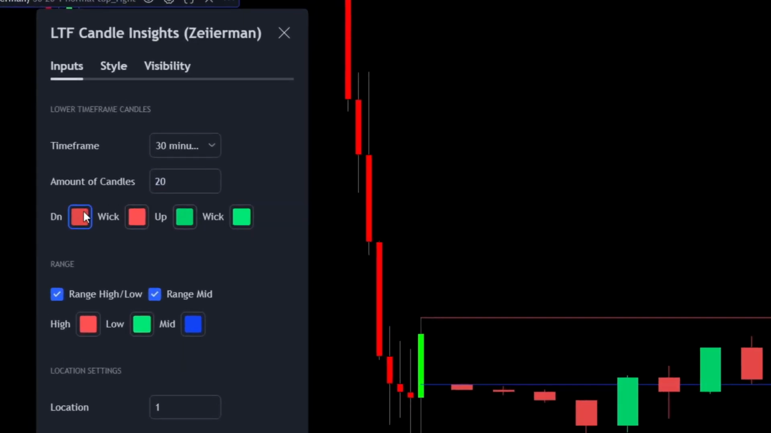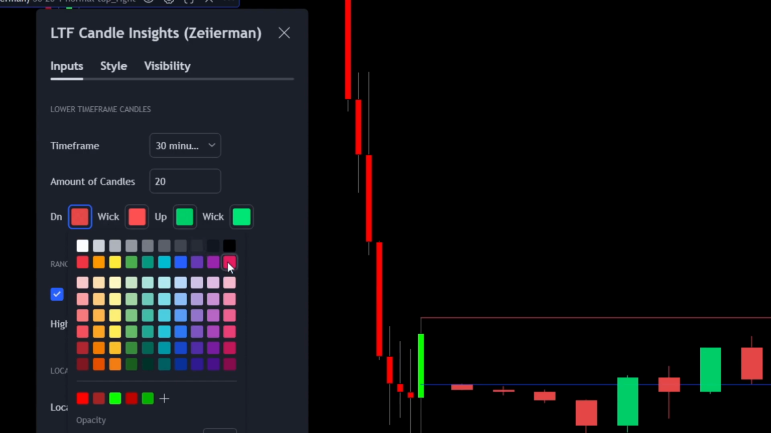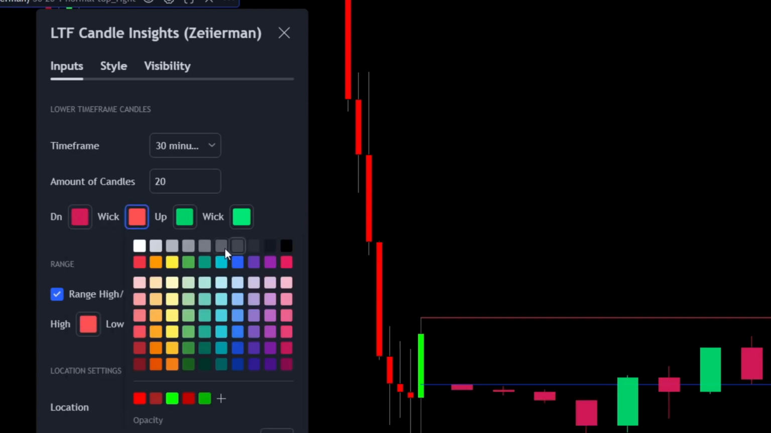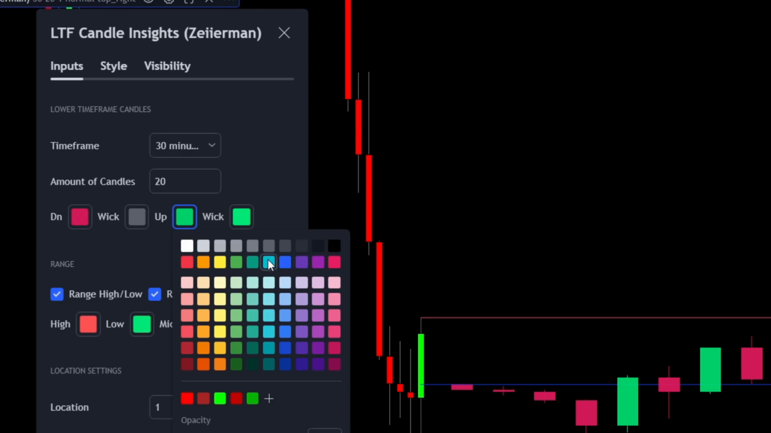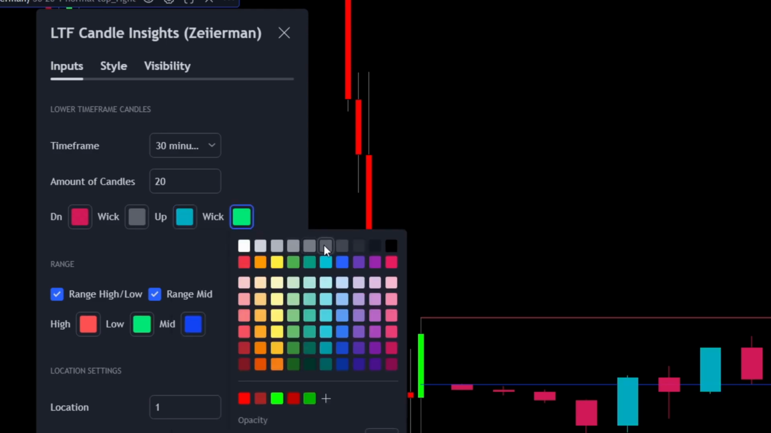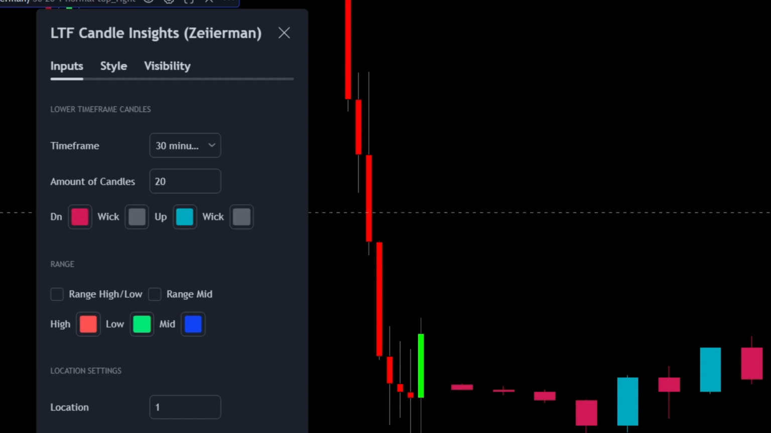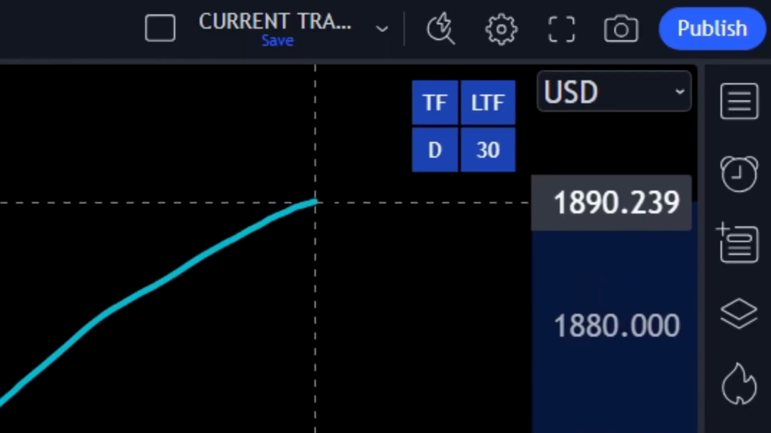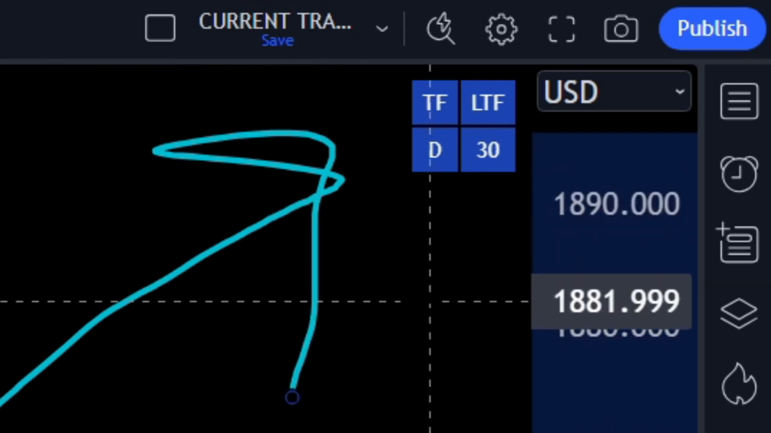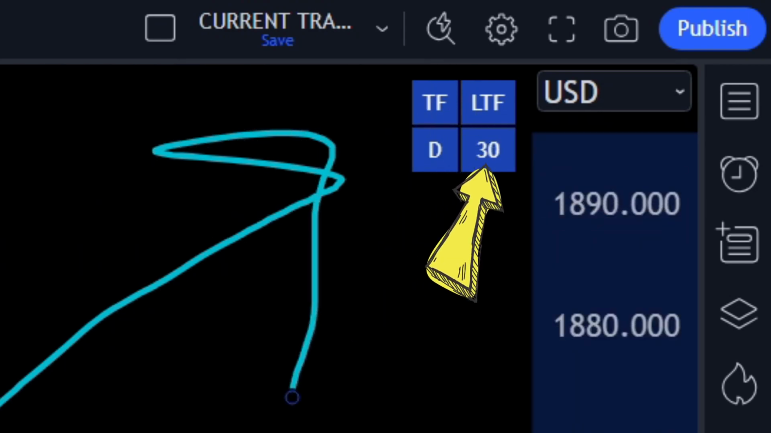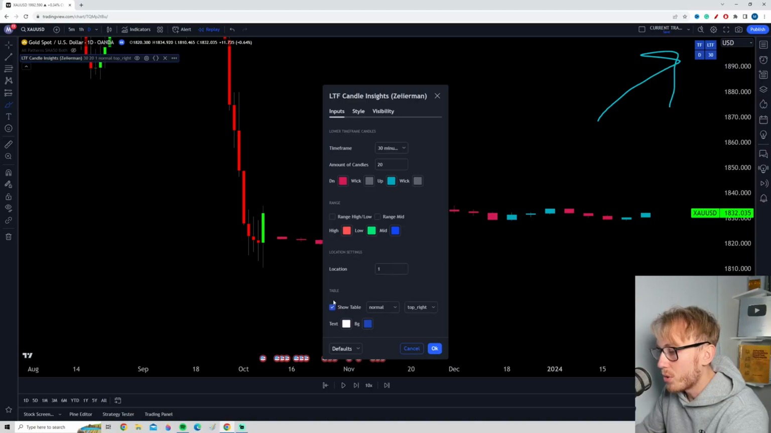As for the next settings, I do want to do some changes here. The first one, I want to change to a more pink color. The second one, I want to go for gray. Third one, blue, and this one also the same gray. For this strategy, we want to uncheck the range and the high and low. And you can also choose if you want to show the table or not. As you can see, the table is here in the top, and you can see that the current time frame is a daily time frame and the lower time frame is 30 here. So I think the show table is a good setting to keep. Now guys, we are done with the settings and we are ready to press OK.